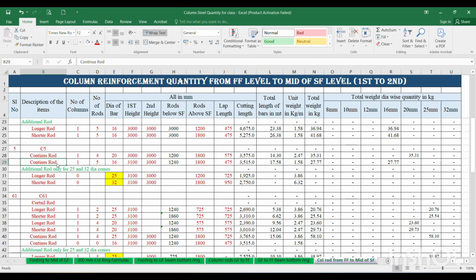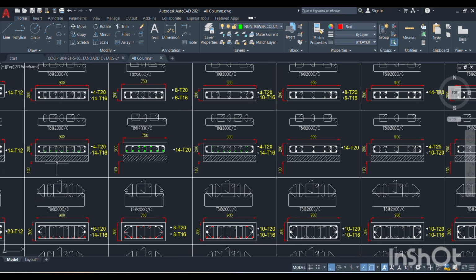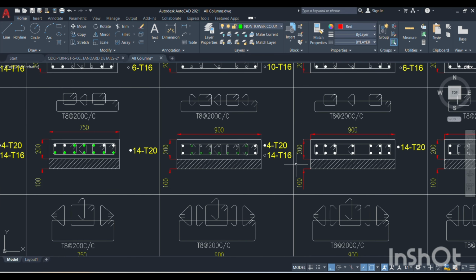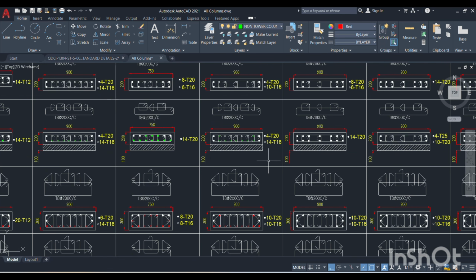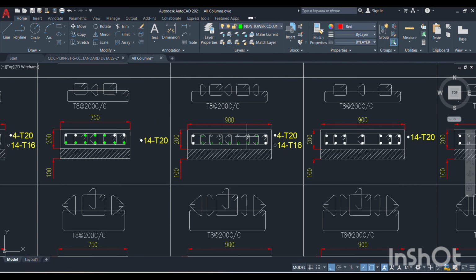And what is the other continuous rod over here? The other rods also have continuous rods. This 14 numbers of 16, you see, these 1 2 3 4 5 rods are going to be continuous.